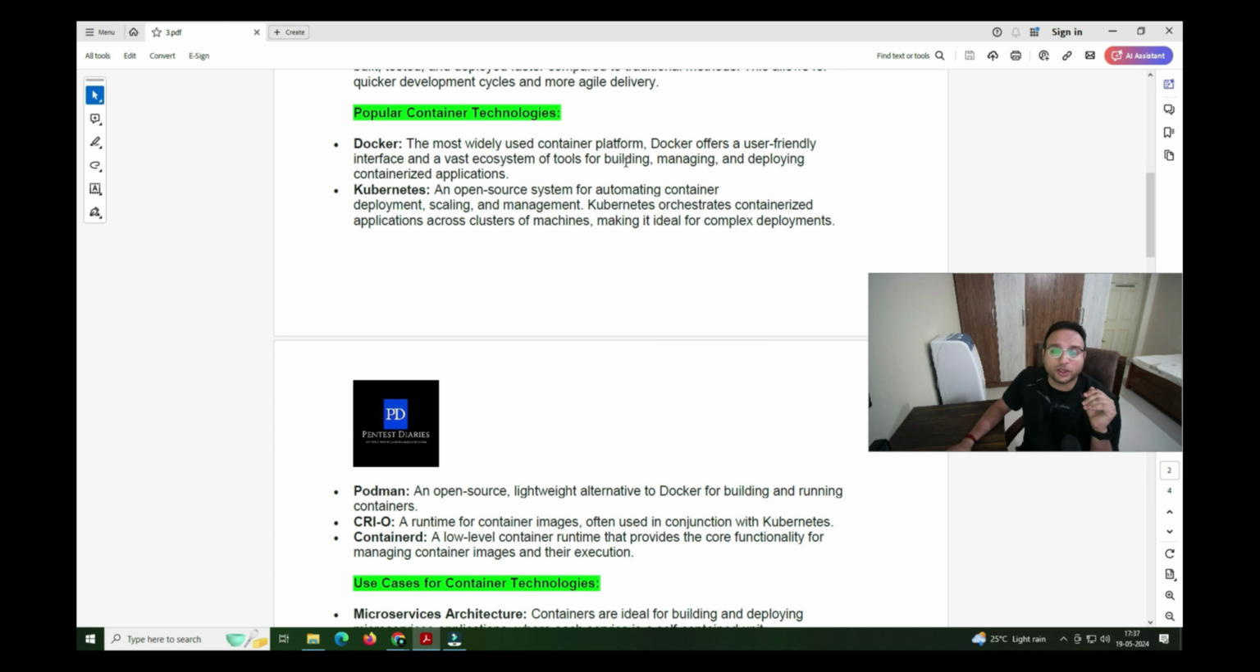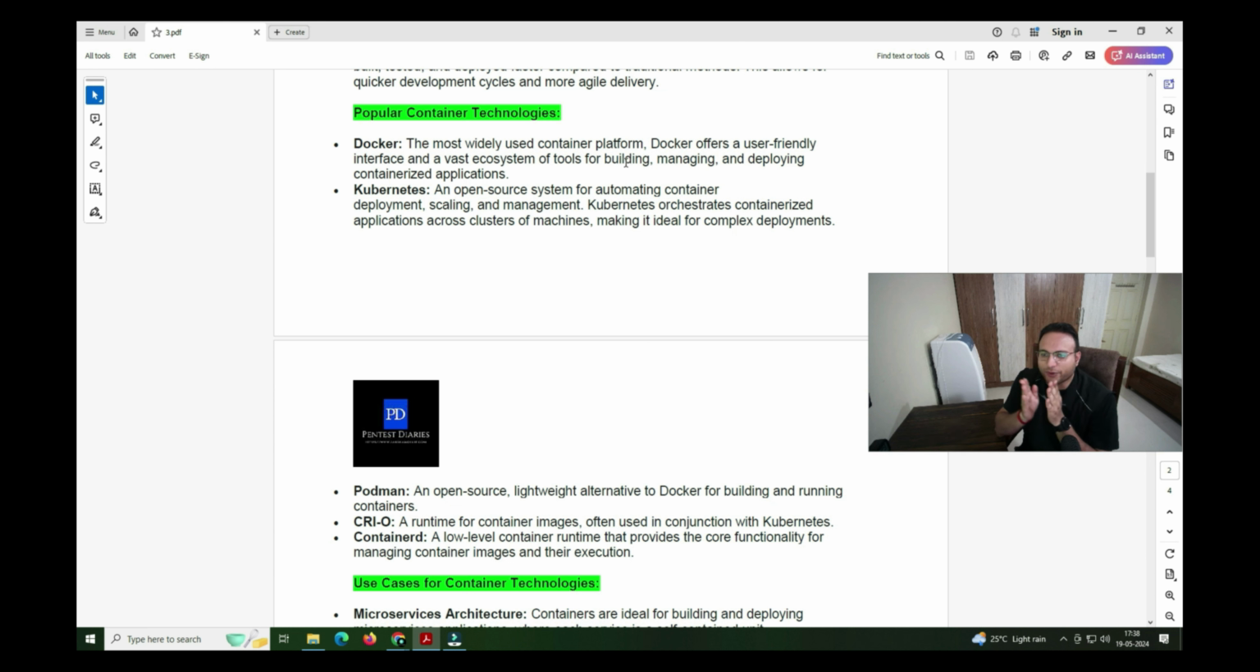Now talking about Kubernetes. Kubernetes is an open source system for automating container deployment, scaling, and management. It manages containerized applications across clusters of machines, making it ideal for complex deployments. So when we're talking about complex deployments, we prefer Kubernetes.